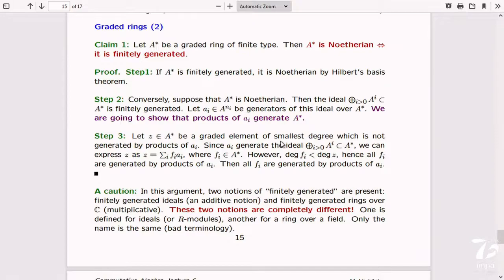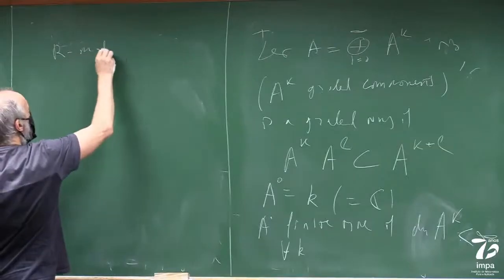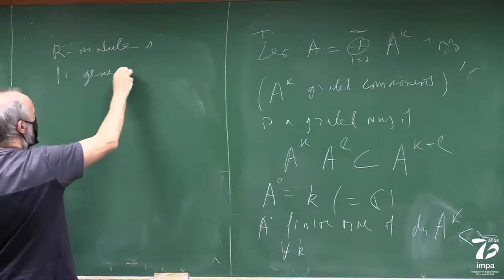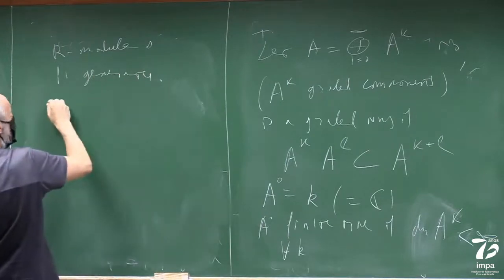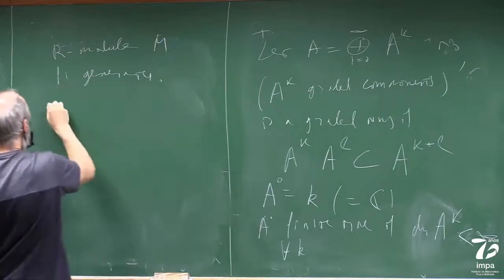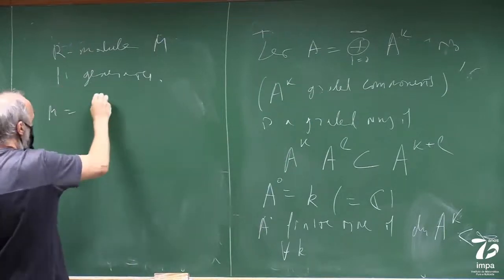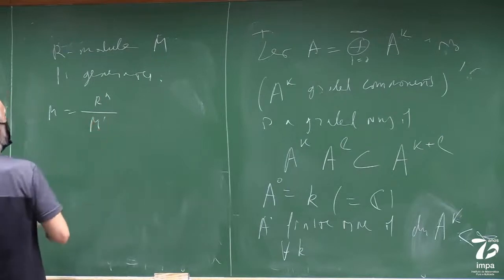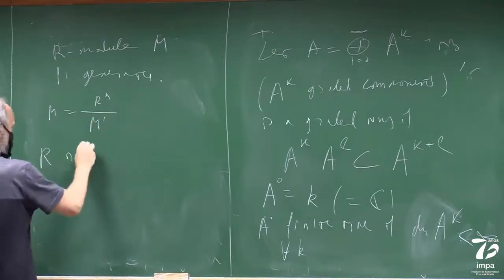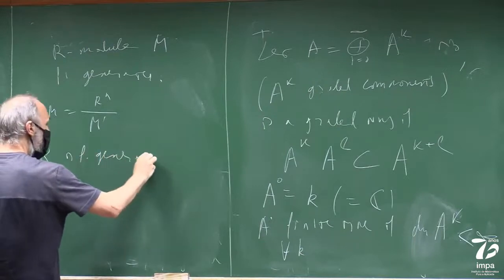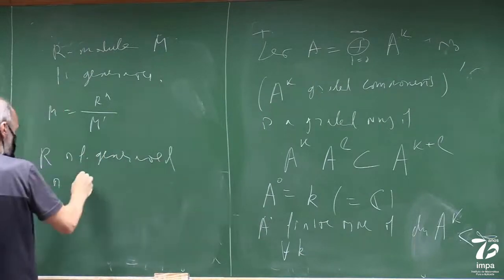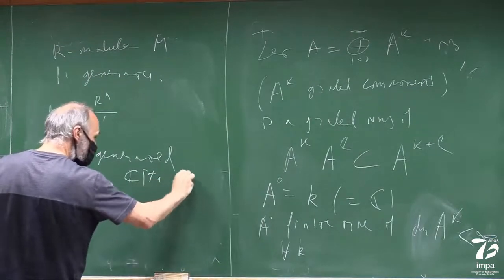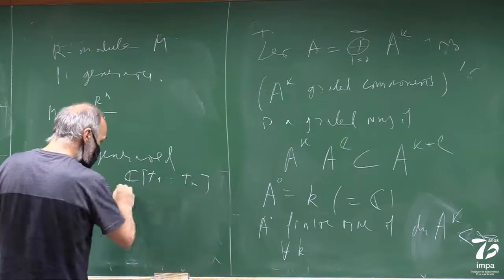So our module M is finitely generated if M is R^n quotient by some submodule. And the ring is finitely generated if R is C[polynomials] quotient by an ideal.